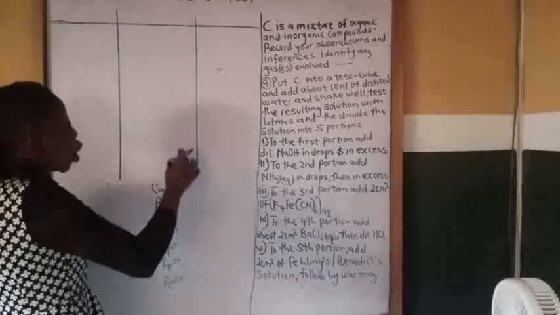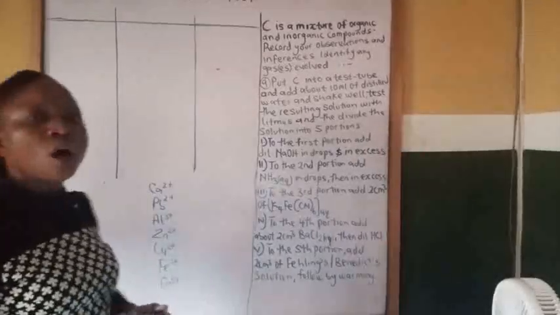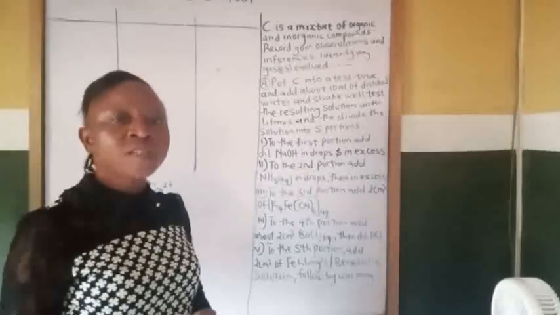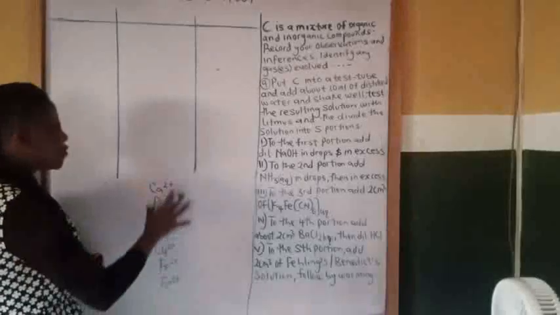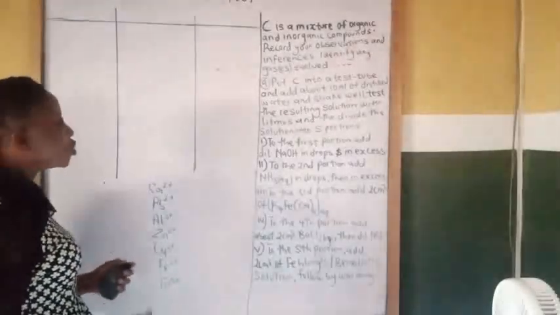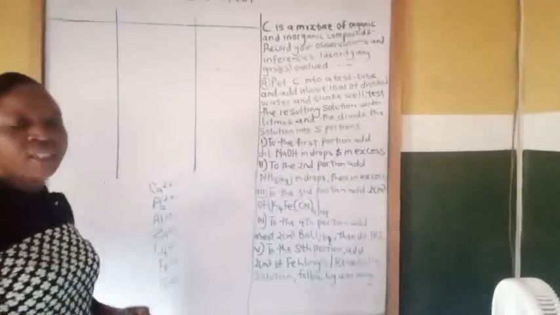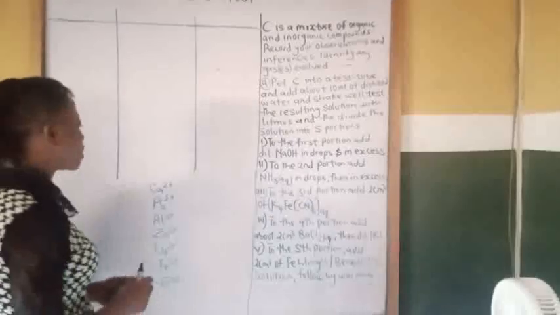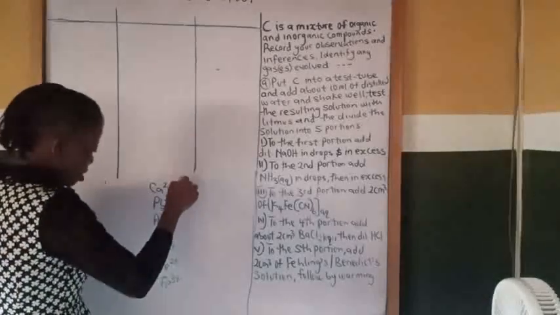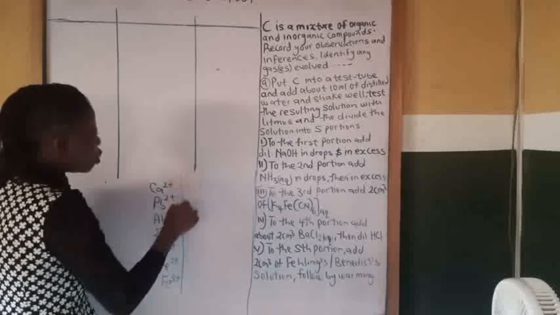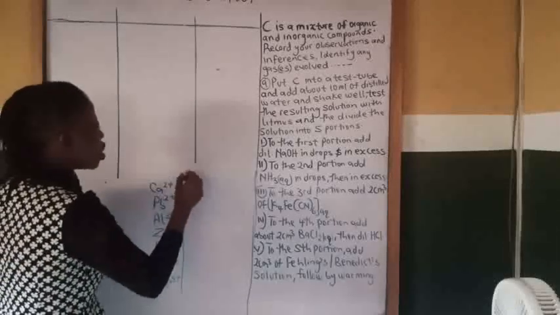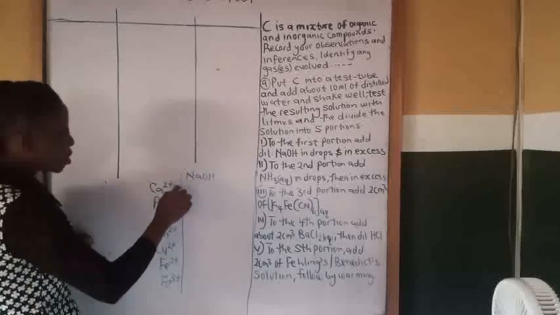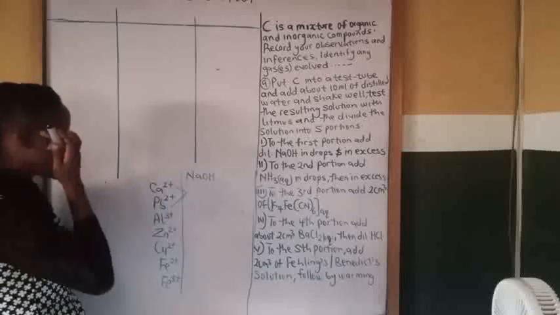Iron 3. So we always use aqueous sodium hydroxide and aqueous ammonia to differentiate between the following cations. We always use aqueous sodium hydroxide and aqueous ammonia to test for cations. So what will be the effect of aqueous sodium hydroxide on calcium and lead? Let's take calcium and lead together.